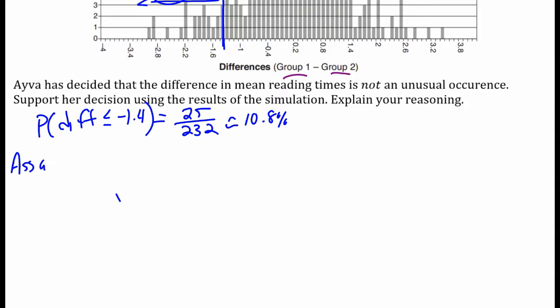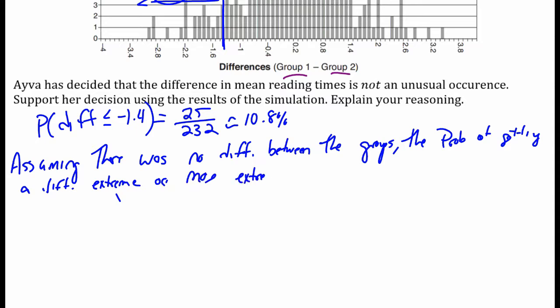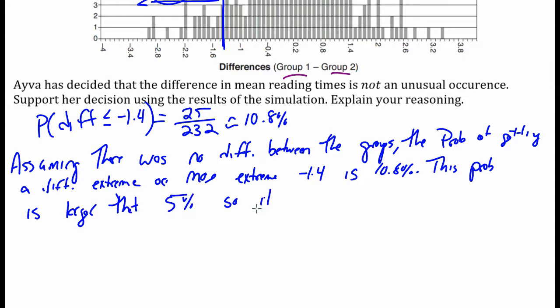So support her decision using the results of the simulation. Assuming there was no difference between the groups, the probability of getting a difference as extreme or more extreme than negative 1.4 is 10.8%. So assuming that there was no difference between these two groups, a difference of negative 1.4 happens about 10.8% of the time. This value is bigger than 5%. This probability is larger than 5%. So it is not unusual.